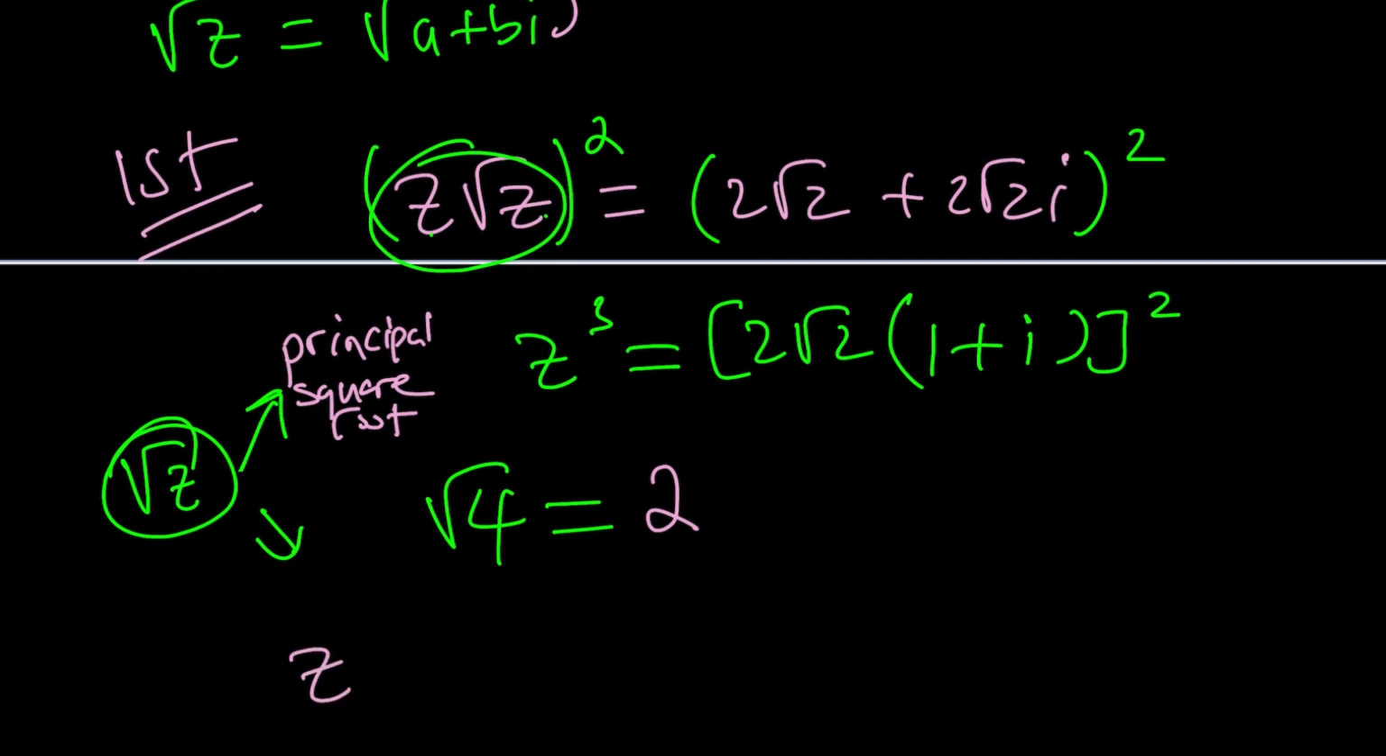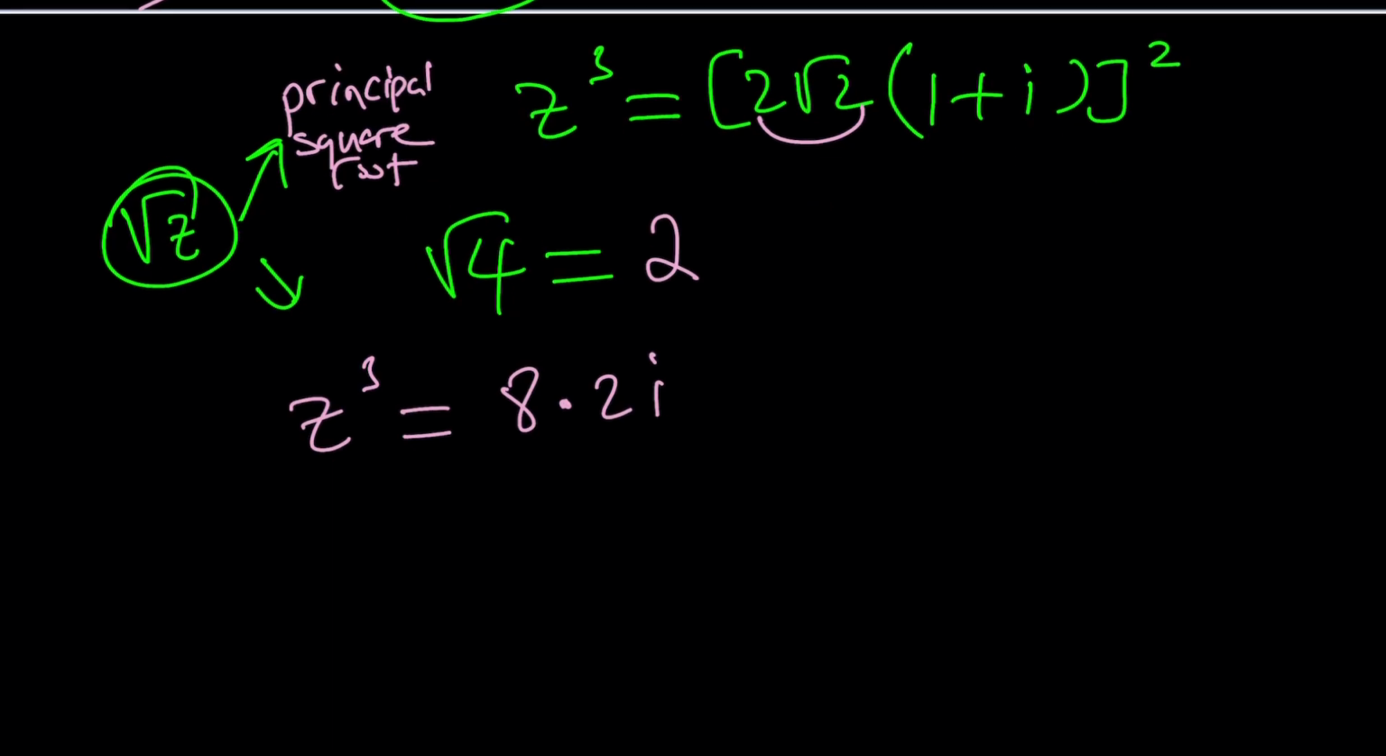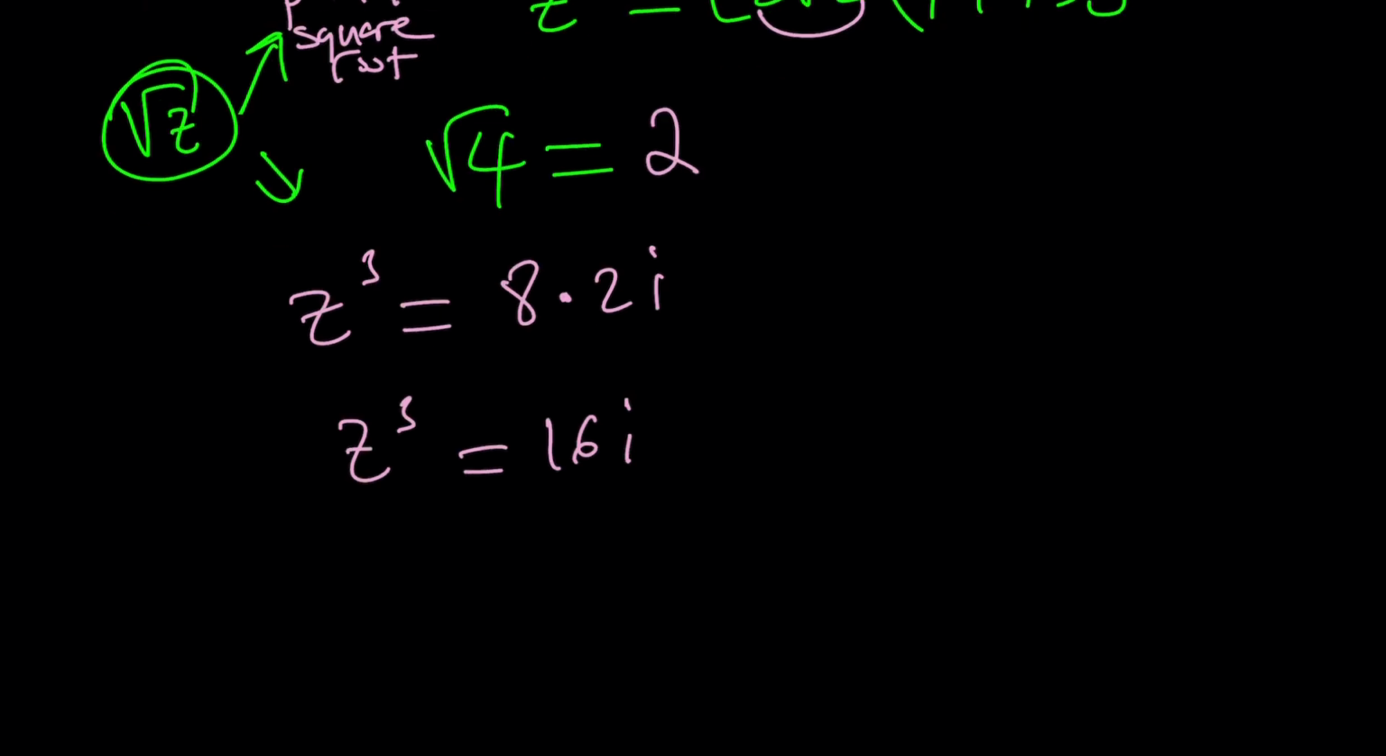z cubed is going to be, if you square 2 root 2, you're going to get 8, and then this will give you 2i. Nice. So from here, we get z cubed equals 16i, and then I need to cube root both sides to solve for z. How do you cube root this? There's a couple ways to go about it. I don't think you want to use one of the methods, but I'll still tell you about it.